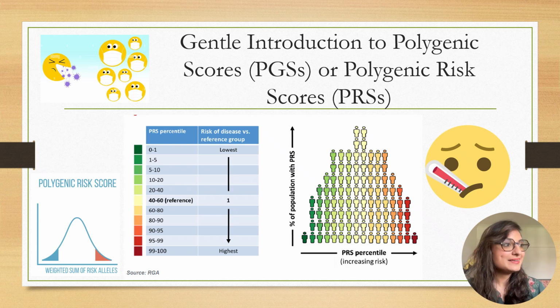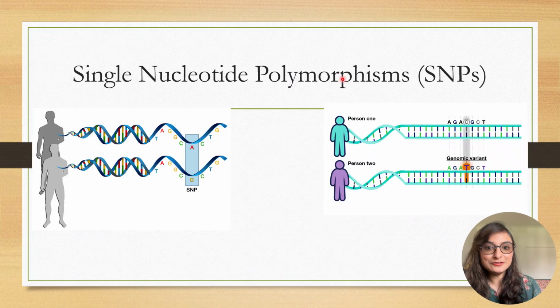So now I'll give a gentle introduction to polygenic scores, PGSs, or polygenic risk scores, which are special types of polygenic scores. As you can see, they're about the risk of having a certain disease versus the reference group. That's what makes it a polygenic risk score. To begin with, I'll be talking about SNPs, single nucleotide polymorphisms.